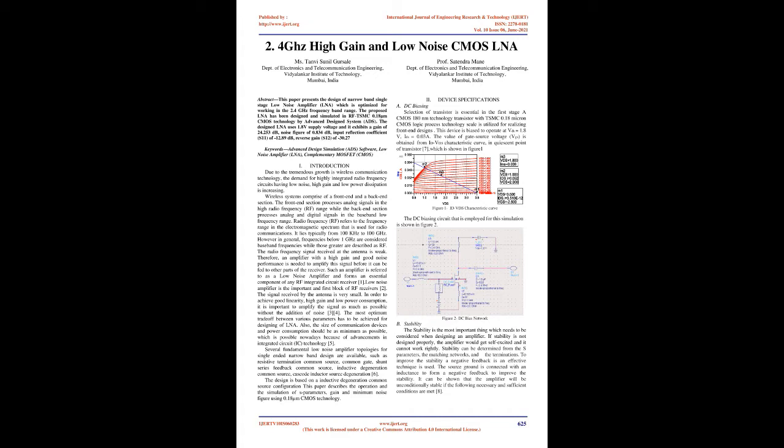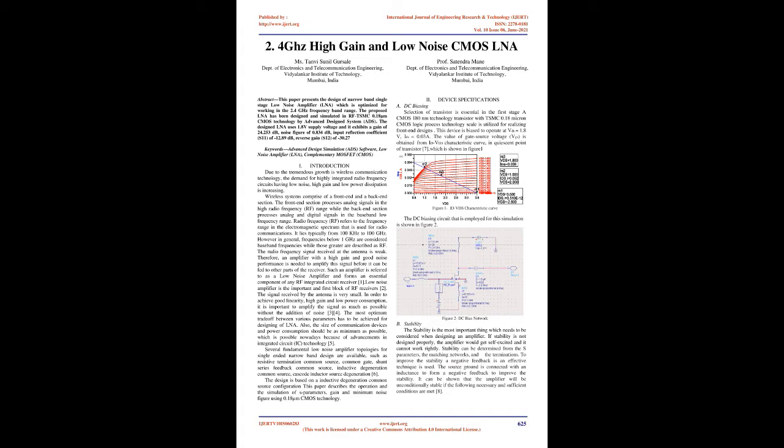Introduction. Due to the tremendous growth in wireless communication technology, the demand for highly integrated radio frequency circuits having low noise, high gain, and low power dissipation is increasing. Wireless systems comprise a front end and a back end section. The front end section processes analog signals in the high radio frequency, RF, range, while the back end section processes analog and digital signals in the baseband low frequency range.